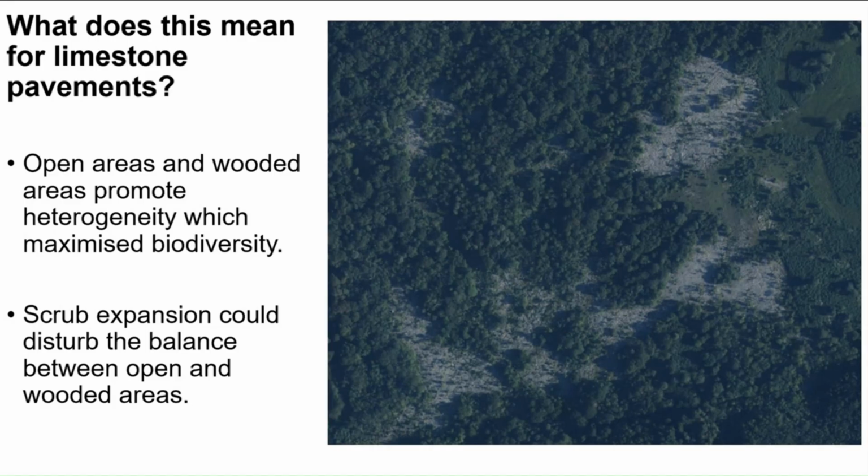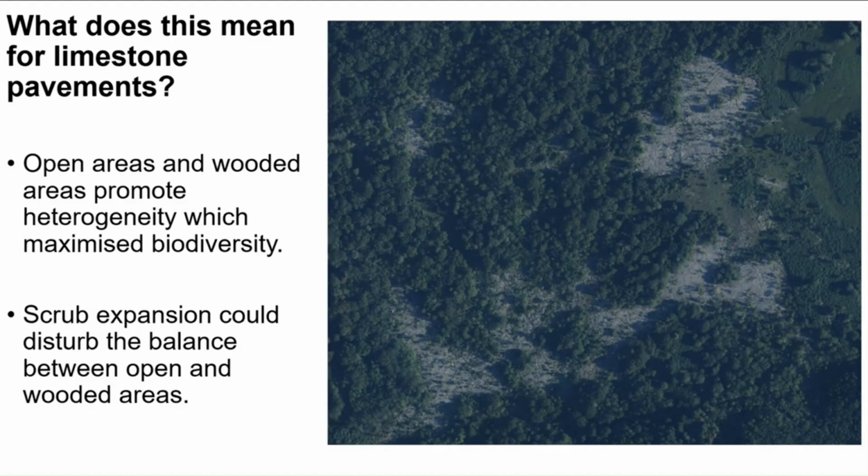So what does this overall mean for limestone pavements? The key message, I think, is that the open areas and the wooded areas are supporting distinct communities on the pavement. So having these areas, this is a shot of Hutton Roof, hopefully you can see there are big areas of open pavement. There's also a lot of wooded pavement underneath some of these trees, and also scrubby pavement as well. So having those different habitats on the pavement gives that heterogeneity, and that overall is maximizing the diversity that we see on the limestone pavement.